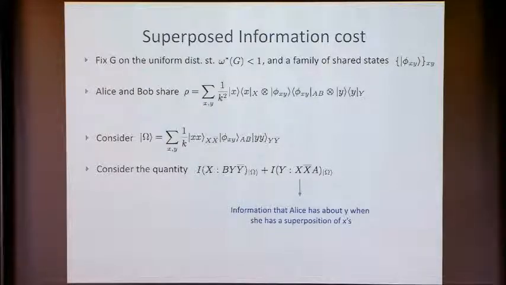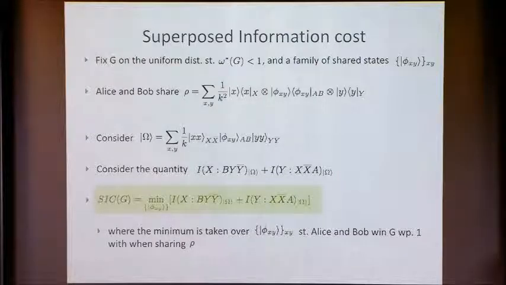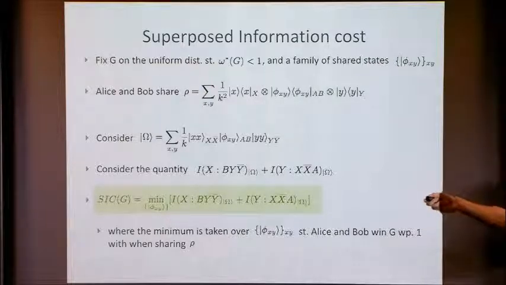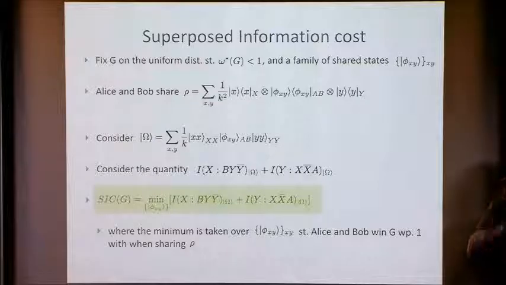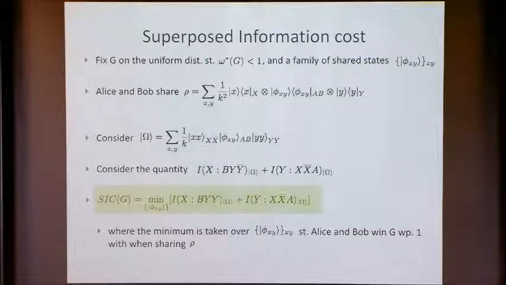Okay, so similarly here is the information that Alice has about Y when she's in the superposition of her X's, right? Now we define this superposed information cost, which is the minimal amount of superposed information that is leaked by these states, such that Alice and Bob can win with this state with probability 1. It's not clear why we define it like this. Later, there will be some motivation why this definition works better than the other one.